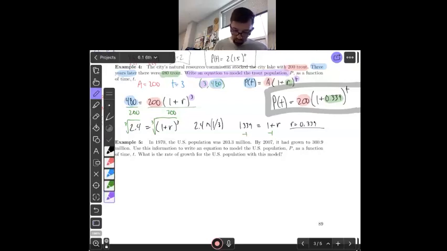All right, so in 1970, the US population was 203.3 million. That's probably going to be our initial value, our A value. By 2007, it had grown to 300.9 million. So there's probably going to be another point on the graph. So if I think about what that would look like.